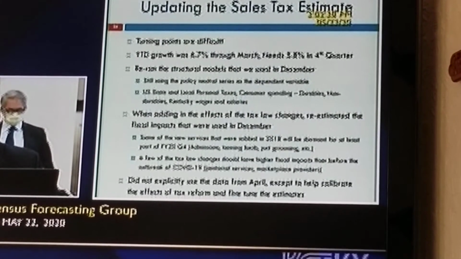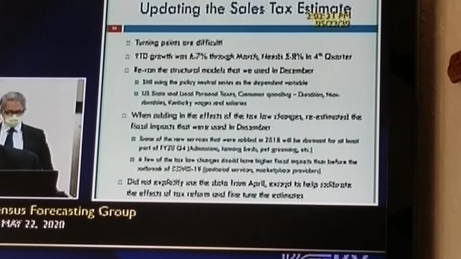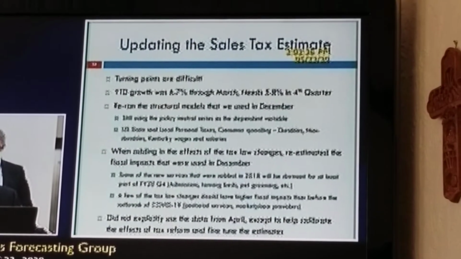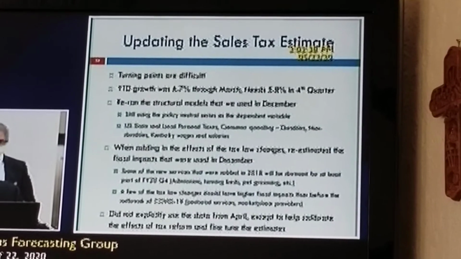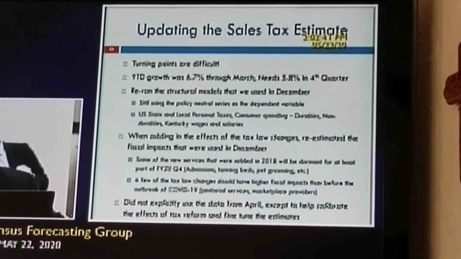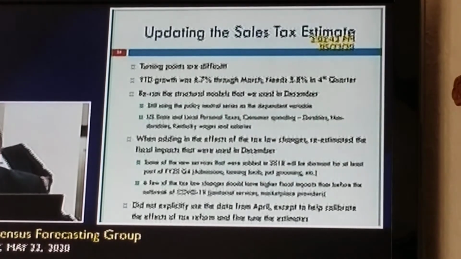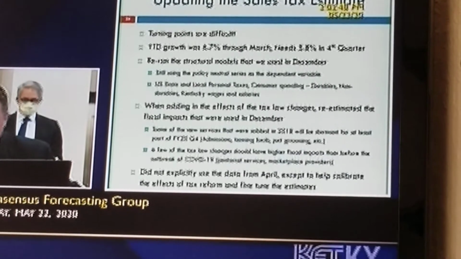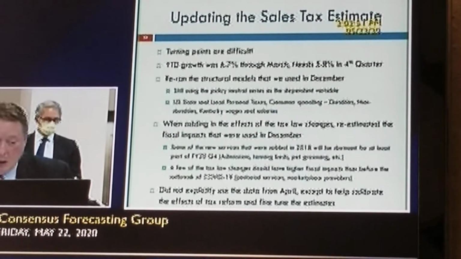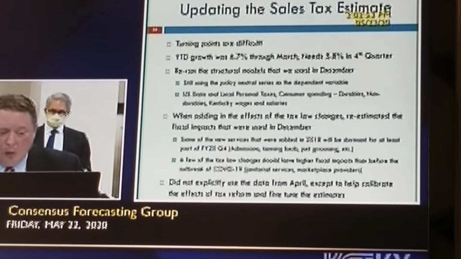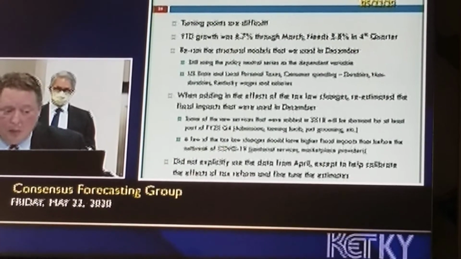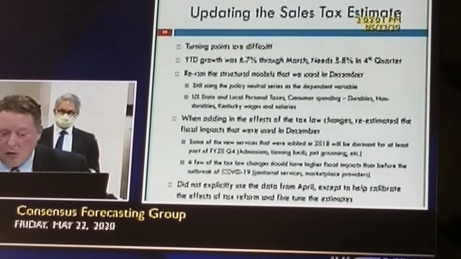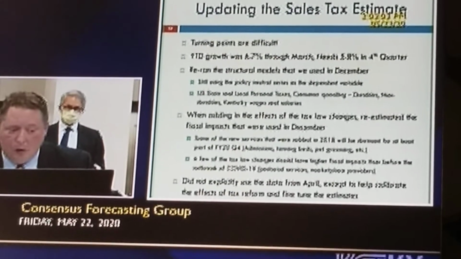Year-to-date growth was 6.7% through March, and the numbers in the fourth quarter were 5.8%. We're in the middle of a turning point, and in case nobody's told you yet today, turning points are difficult. Goes without saying. We reran the structural models that we used in December. Did not rerun the ARIMA and the VAR that we used because I don't think they're appropriate for a one-quarter forecast in the middle of a turning point, so I used structural models. We're still using that policy neutral series as a dependent variable because of the tax reform.